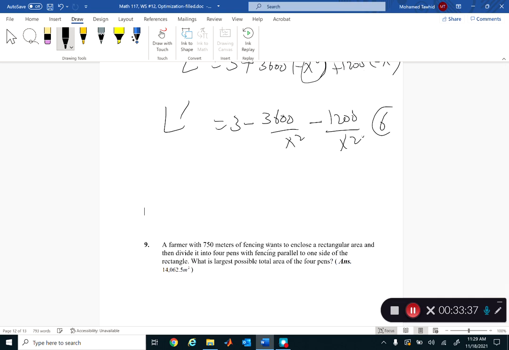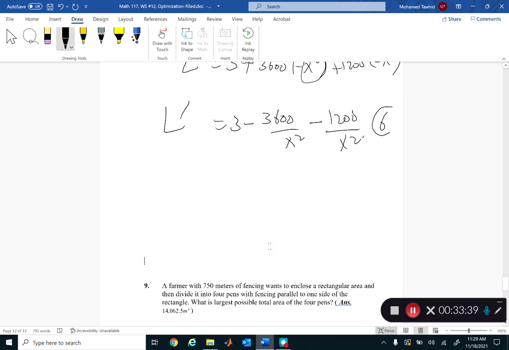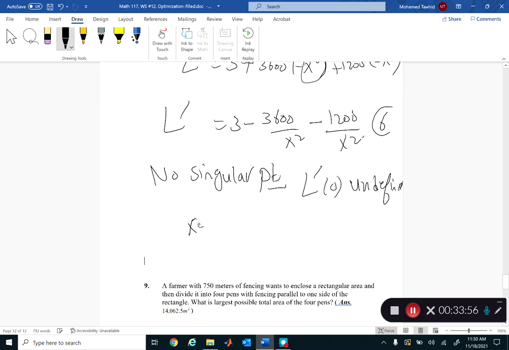So now let me ask you guys, do we have a singular point? No singular point. Why? Because L prime at 0 is undefined, does not exist, because we cannot divide by 0. But x equals 0 is not in the domain.